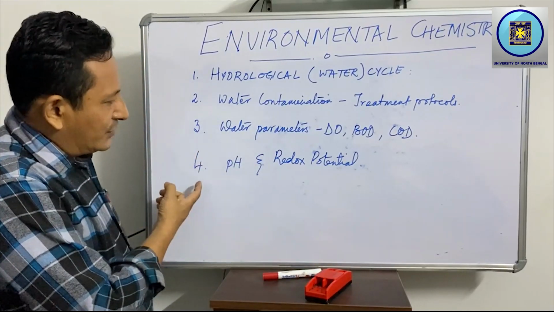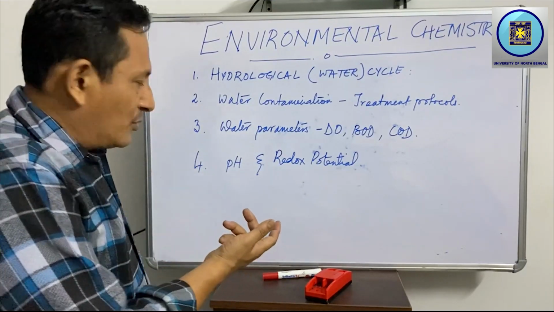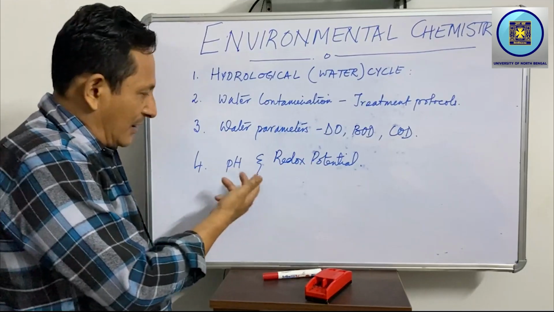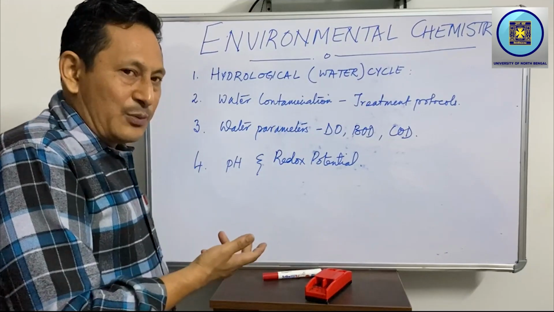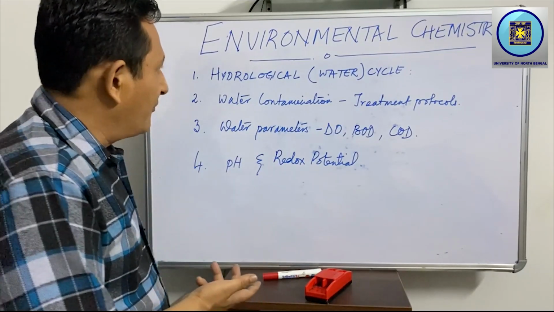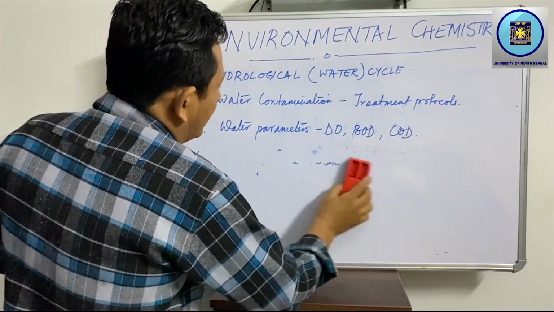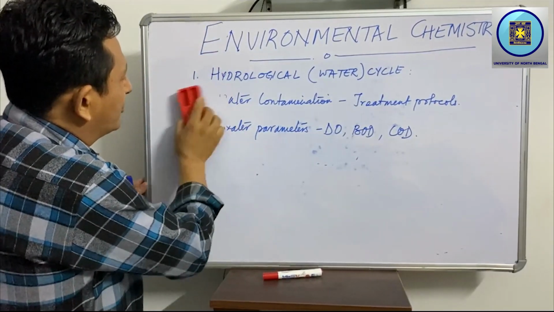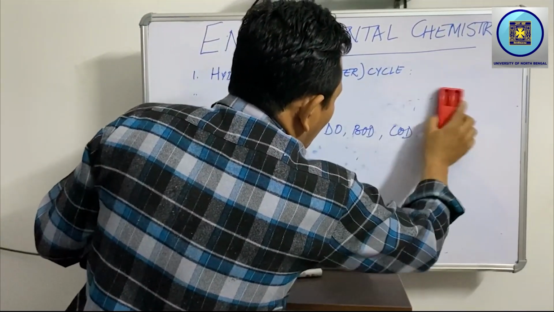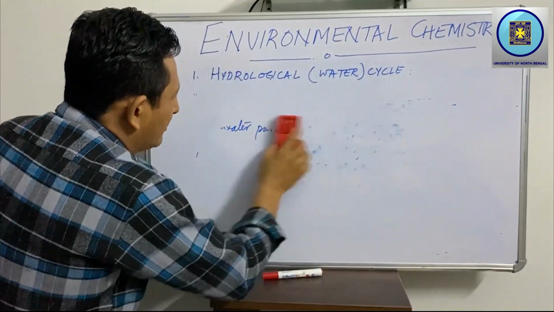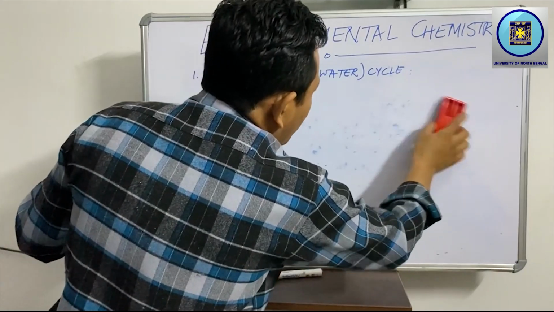In the fourth and the final session, we'll also be discussing two very important water parameters, that are pH and the redox potential. And if time permits, we'll be discussing them at length. So to begin with, we'll start with the hydrological cycle today. Let's try to understand what the hydrological cycle is and how it is so important to us.